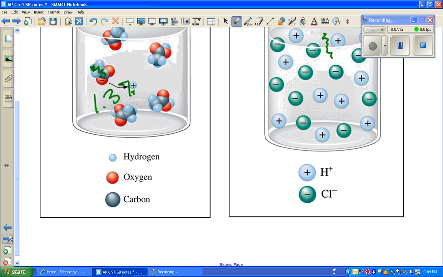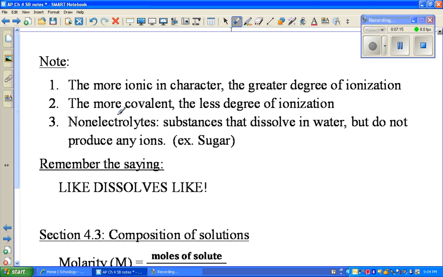So let's move forward here. The more ionic in character, the greater the degree of ionization, meaning the higher the difference in electronegativity is going to make it more ionic in character. Greater degree of ionization, the light bulb is going to be brighter. The more covalent it is, the more that they are sharing their electrons, the less degree of ionization, meaning less separation, less ions, a light bulb that's really very low, maybe glowing hardly at all.